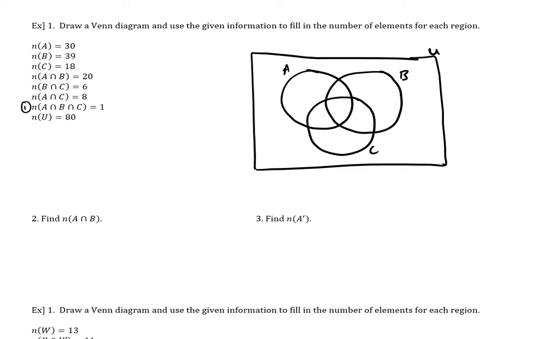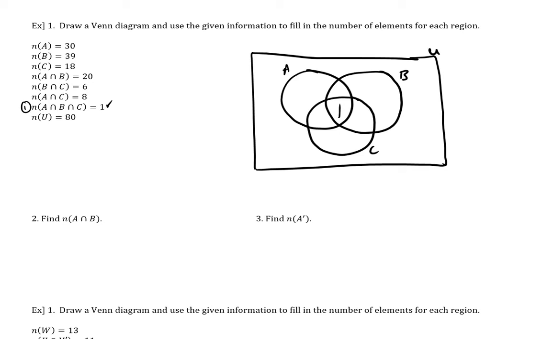This is the intersection of all 3 sets. The intersection of all 3 sets occurs right in the middle. And if you do need to sketch it out, you could, but the overlap is how I'm thinking of it in vocabulary terms. The overlap of all 3 is right in the middle. Okay, so that means 1 goes into there. So that's the 1 element right there.